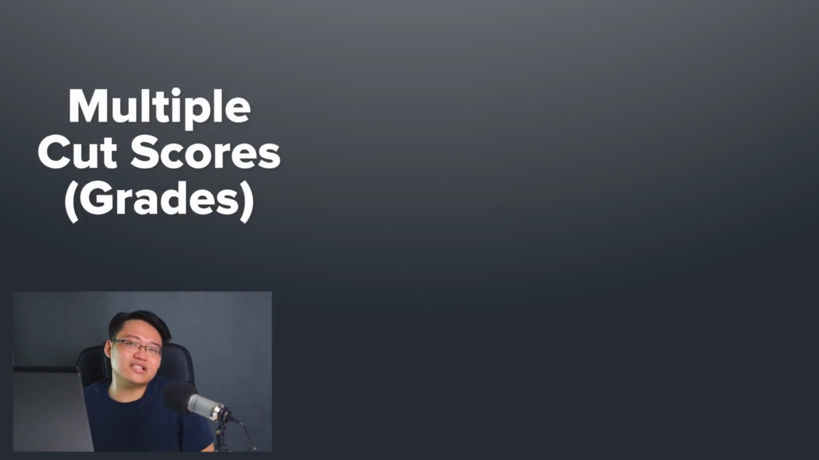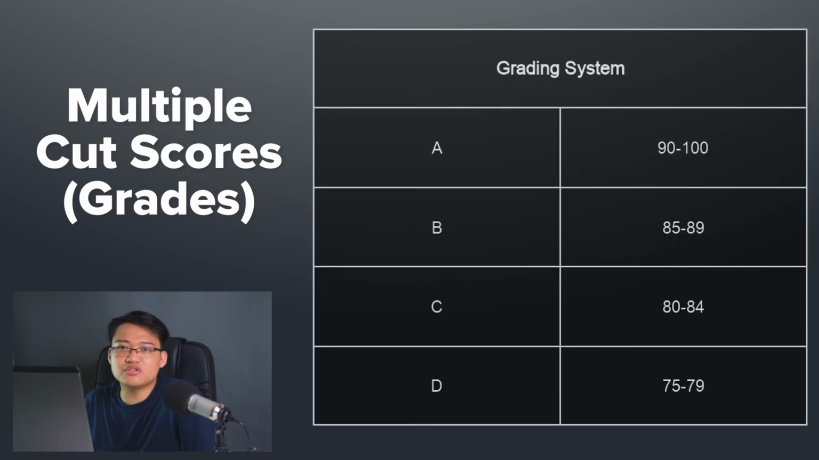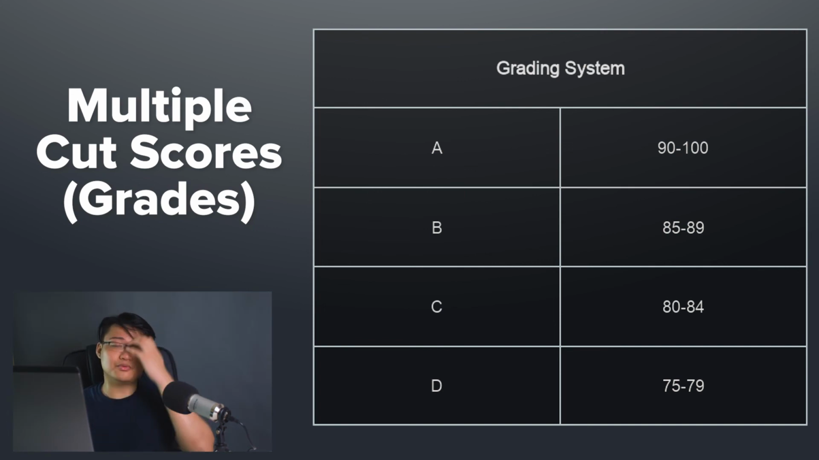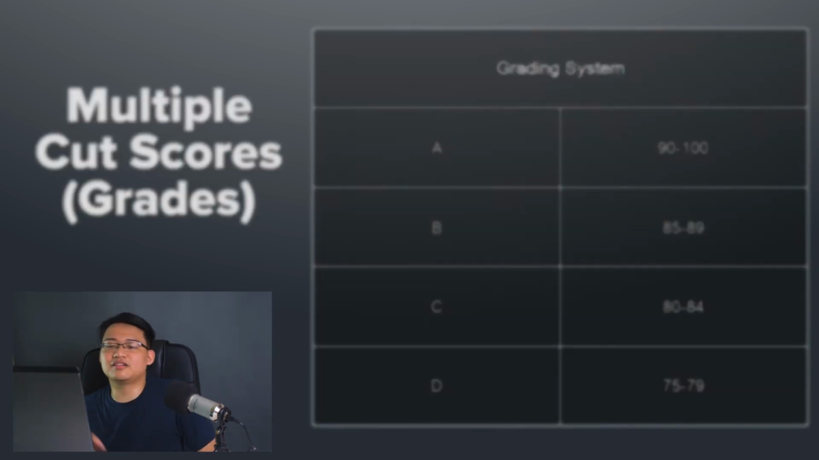So, multiple cut scores naman is, well, if you look at this grading system, mapapansin siya sa college, no? 75 to 79, D. 80 to 84, C. 85 to 89, B. 90 to 100, A. Or, kung nasa Lasal ka, 95 to 100, 4. 90 to 95, 3.5. So, yun ang multiple cut scores. Naka-cut siya at a certain level and then may iba't ibang categorization.